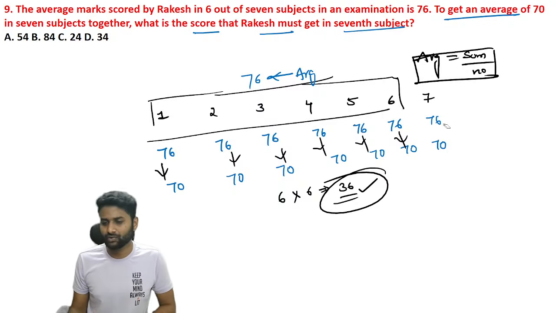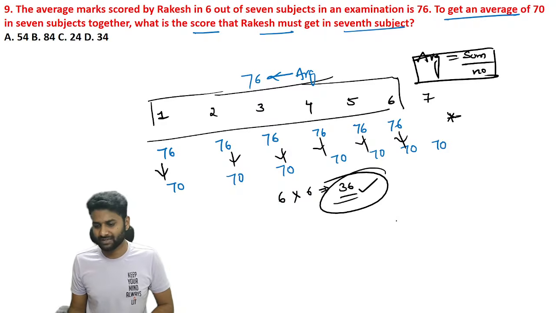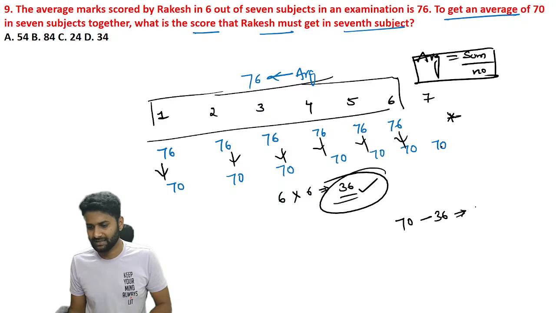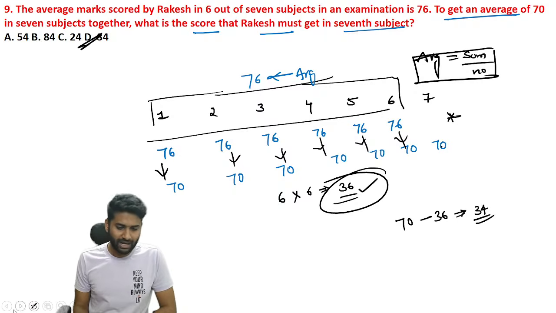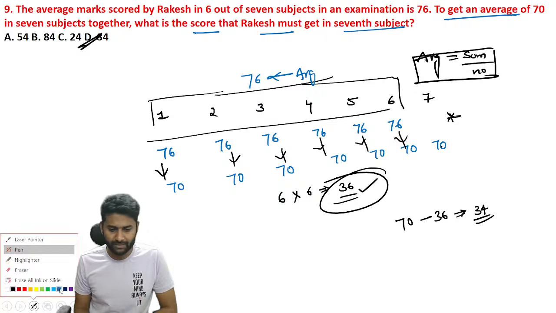Why? Because we don't know how many marks he got, but we need the overall average to become 70. So how do we separate that value? From these 70, we have to subtract the decrease of 36. Then the value becomes 34. Otherwise, go with the simplification part here.